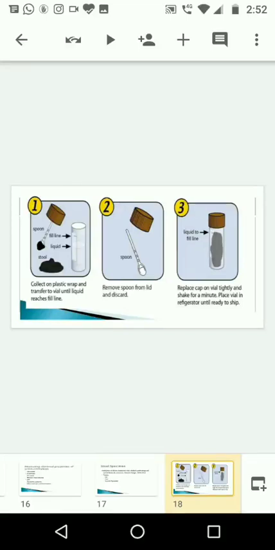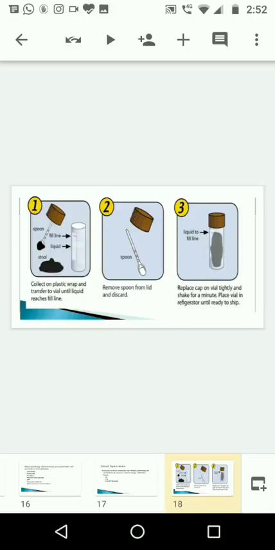How to collect the sample? First of all, collect on plastic wrap and transfer to vial until liquid reaches the fill line. Then, when you are done pouring the sample, remove the spoon from the lid and discard it. Then replace the cap on the vial tightly and shake it for a minute.